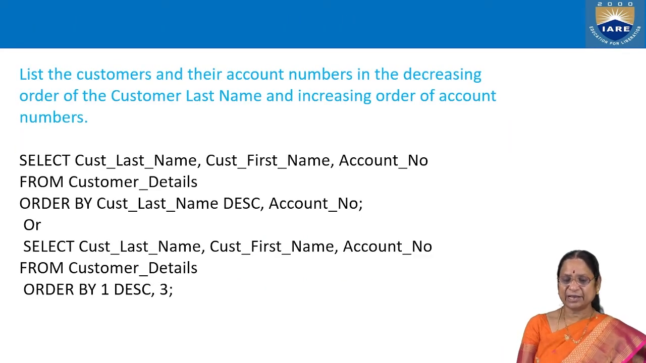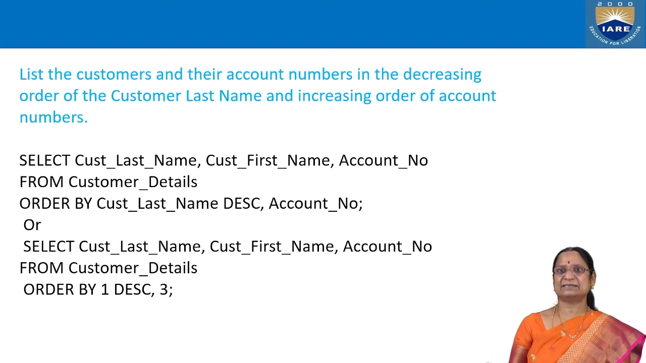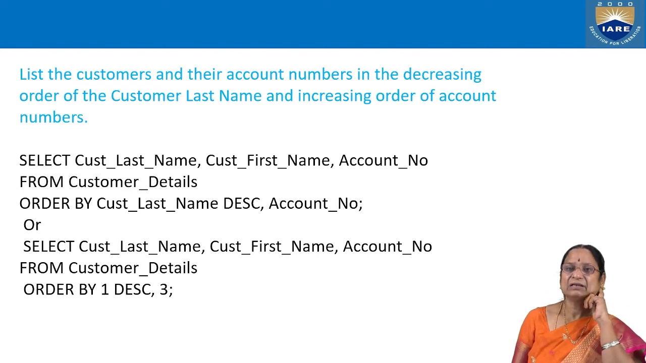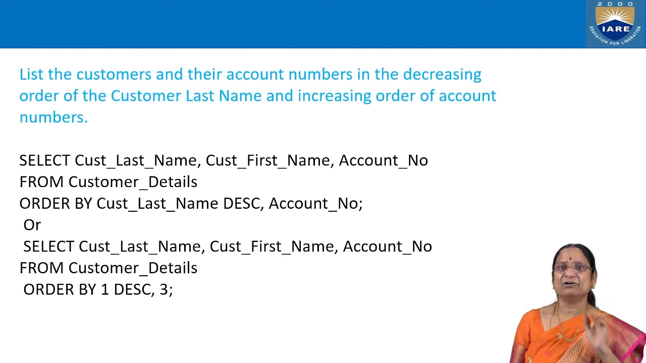List all customers and their account numbers in decreasing order of the customer last name and increasing order of the account number. A combination of both: order by customer last name descending, account number ascending. If you don't specify ascending for account number, by default it is ascending. Or order by 1 DESC, 3: first attribute in descending order, and third attribute in ascending order.